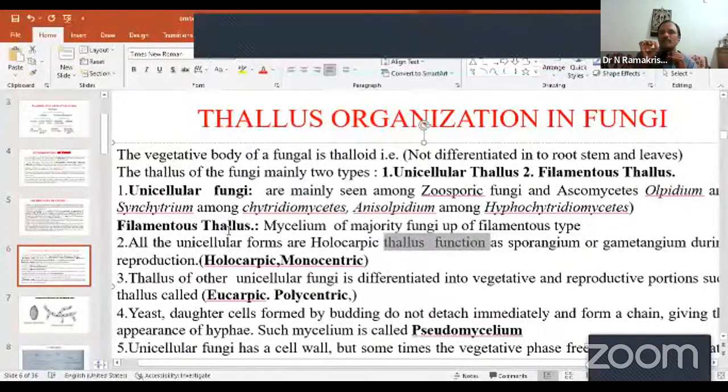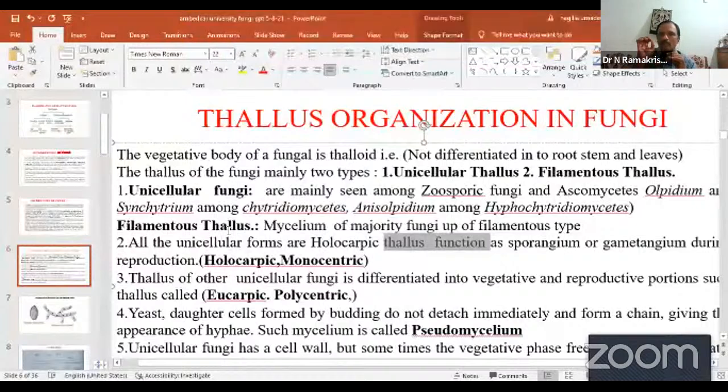The second one is the filamentous type, for example the mycelium of Rhizopus fungus. It is a filamentous type. All the unicellular forms are holocarpic. Important point here: holocarpic means the entire thallus functions as sporangium or gametangium when it goes to reproduction. The entire fungus is modified into a sexual reproductive organ. We call that holocarpic.